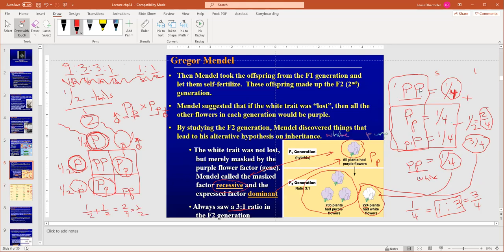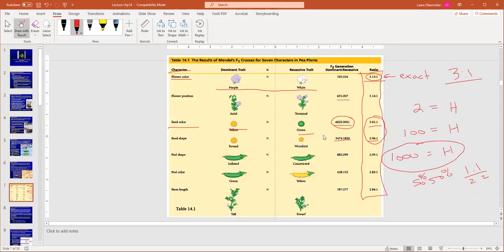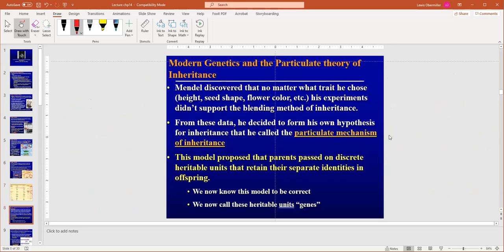He called it purple particles, right? And he called them white particles. And he didn't really know that this was the default. So he thought maybe purple was knocking out white somehow, and that's why these are all purple. We now know that white is just the absence of any purple. But he did a good job of figuring it out. So he called this the particulate mechanism of inheritance, because he was like, oh, there's purple particles, which we now know are what we call genes, right? Well, technically alleles.